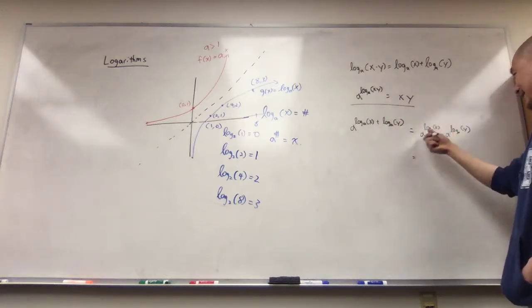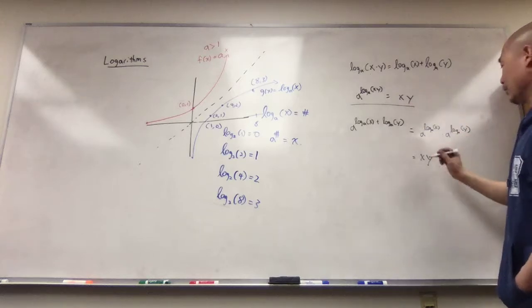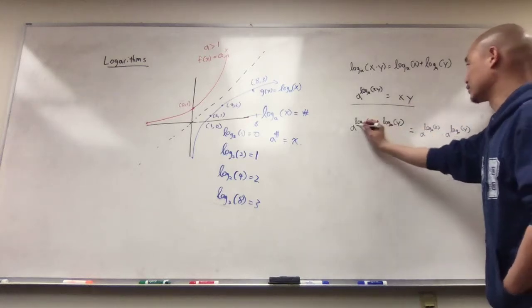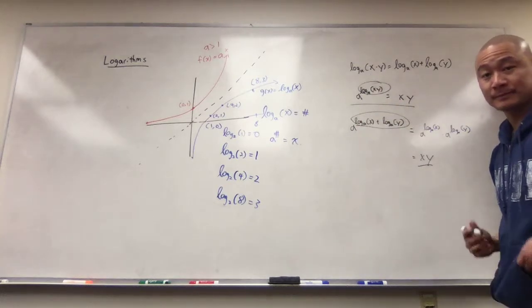This thing, the a and log a cancel and gives us x. This gives me y, so I also get xy, and so this and that must be the same thing.